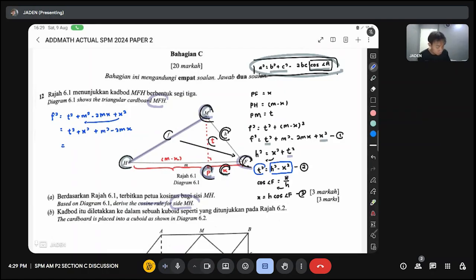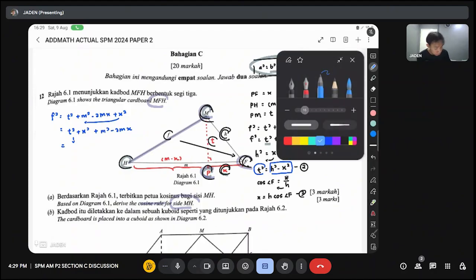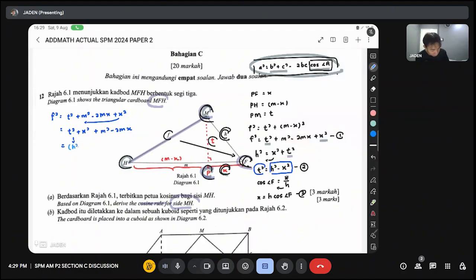And then I'm going to replace the t squared plus x squared. Over here, the t squared, we equate to bracket h squared minus x squared, and then there is an x squared at the back, plus m squared minus 2m, and then there is an x here.